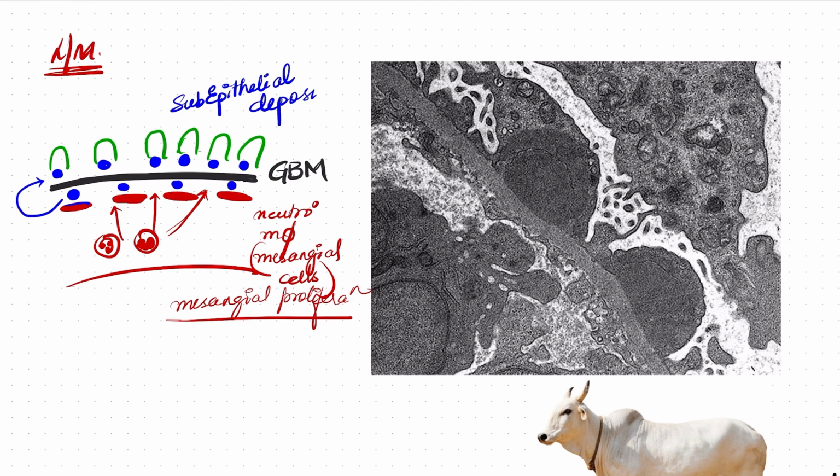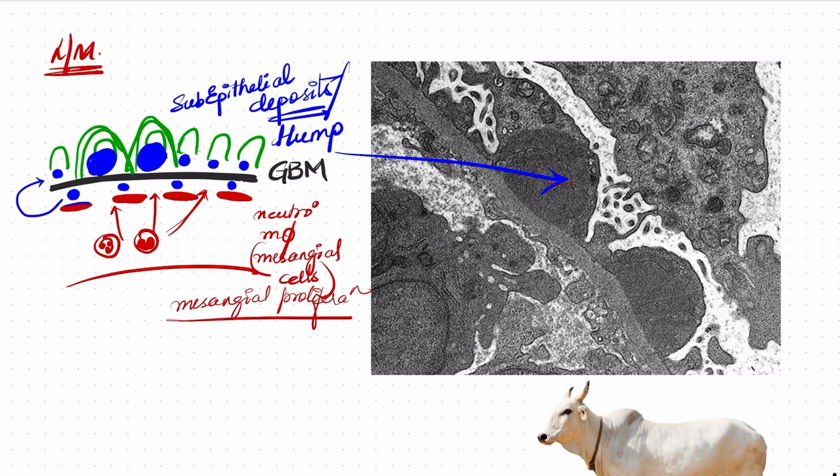And if the deposits accumulate in such a way that the podocytes become very huge, hence these are called subepithelial humps. These are the subepithelial humps that we see in this electron microscope.